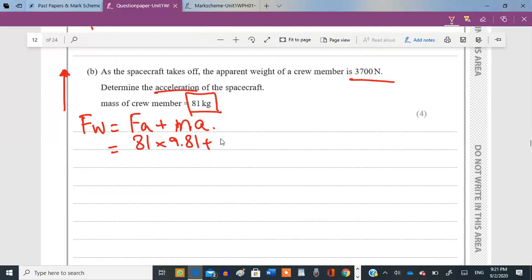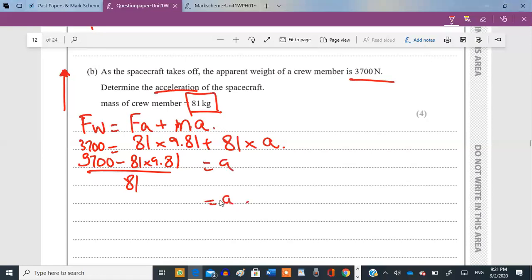Okay, acceleration needs to be calculated. The mass is 81 times the acceleration of that spacecraft. Apparent weight is 3,700 Newton. Now you rearrange it and get the value of acceleration. 3,700 minus 81 into 9.81. You divide it by 81. You get the value for acceleration. This turns out to be how much? 3,700. Okay, keep the multiplied signs in brackets, so as to avoid any error.